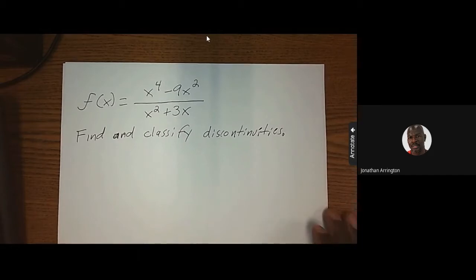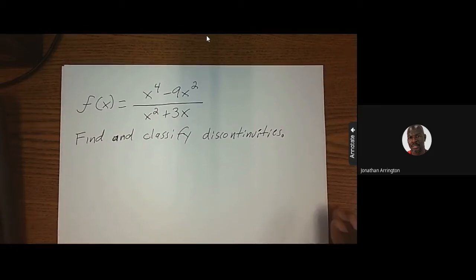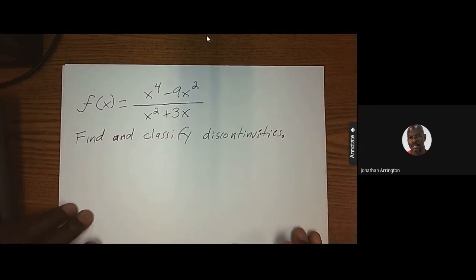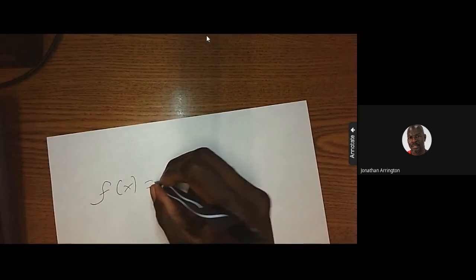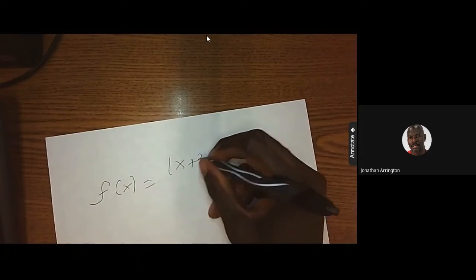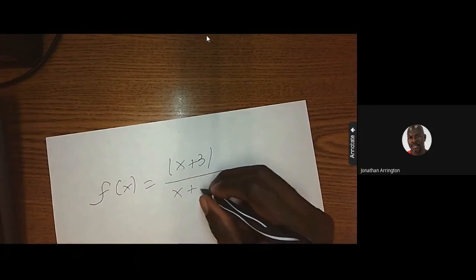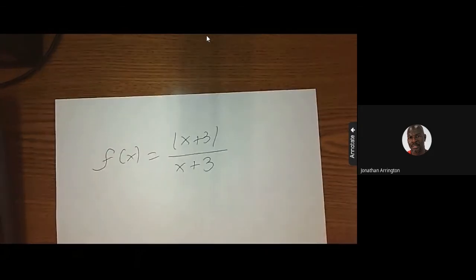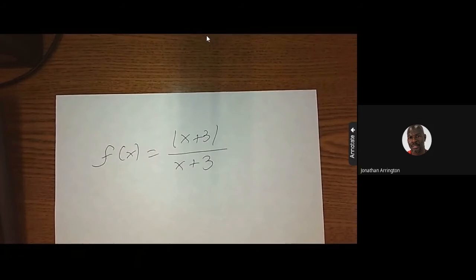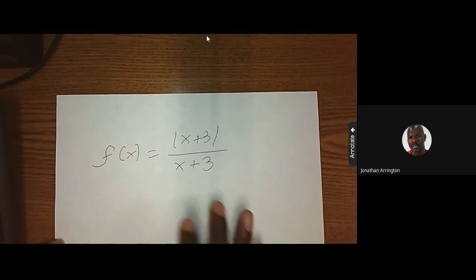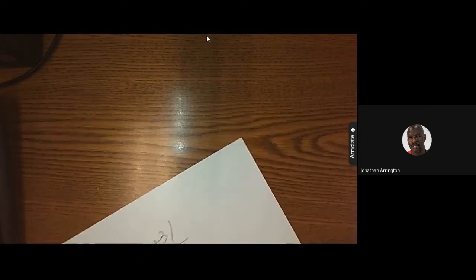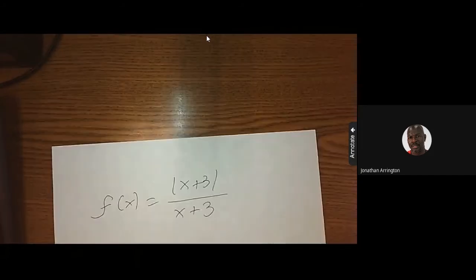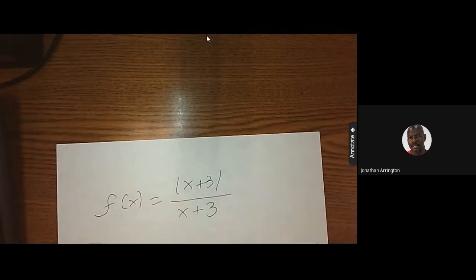I asked a question on today's bell ringer. The other main functions where we get our jumps from are absolute value functions, and a few of you wrote that answer. That's a good answer. I'm talking about functions like the absolute value of x plus 3 over x plus 3. That function gives me a jump discontinuity at x equals -3. So piecewise functions and these are the main ones where we see jump discontinuities, but not from a rational function of polynomials. This is not a rational function of polynomials because of the absolute value.